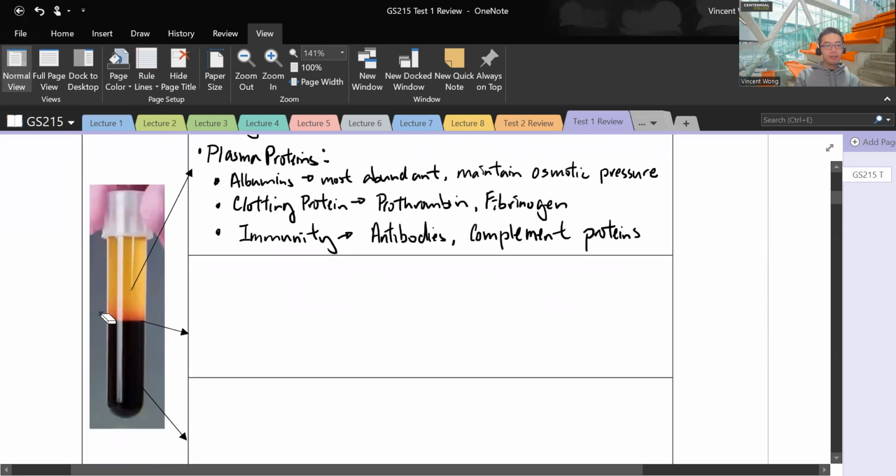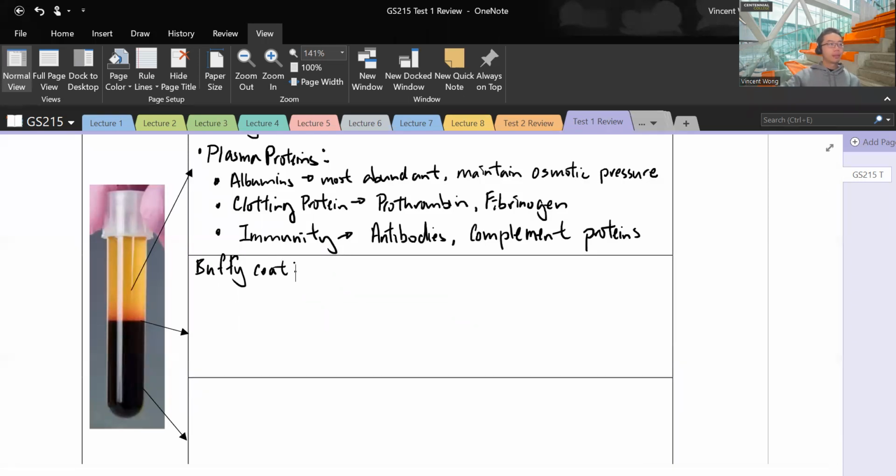Over here, we have a layer that's kind of between the plasma and where your red cells are. That's called the buffy coat. And what is contained in this buffy coat? What are the two cell types that we find in the buffy coat? Platelets. Platelets, thank you.